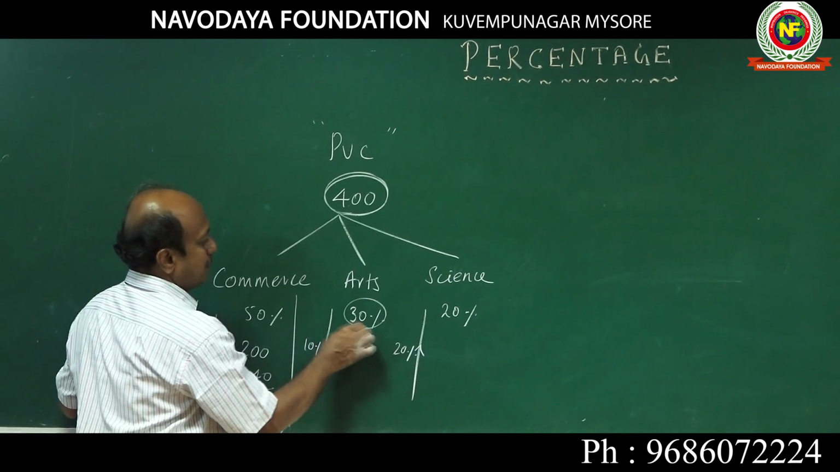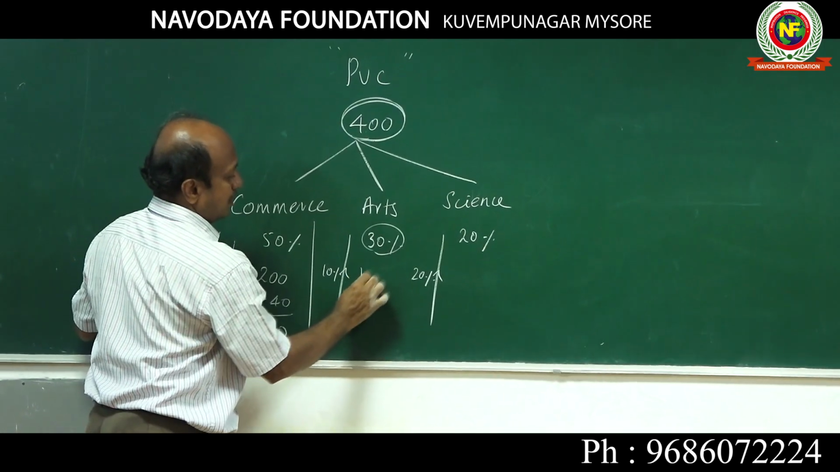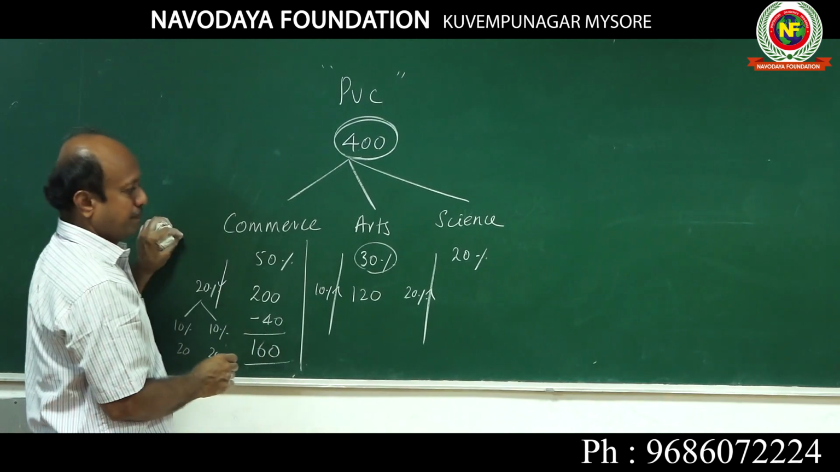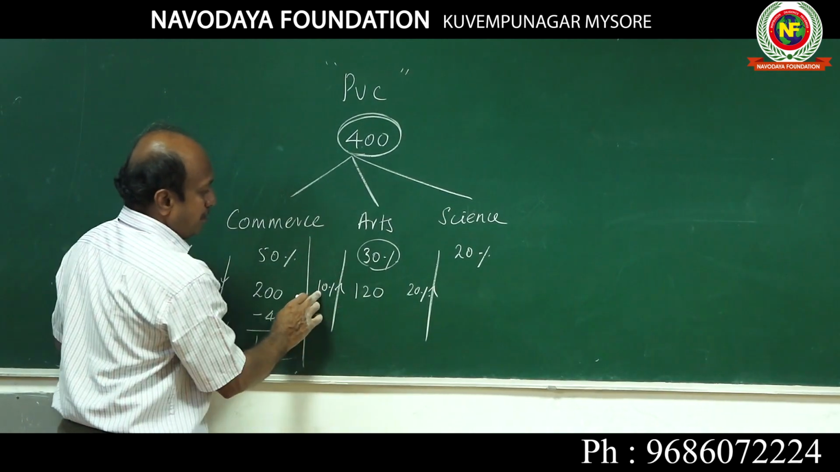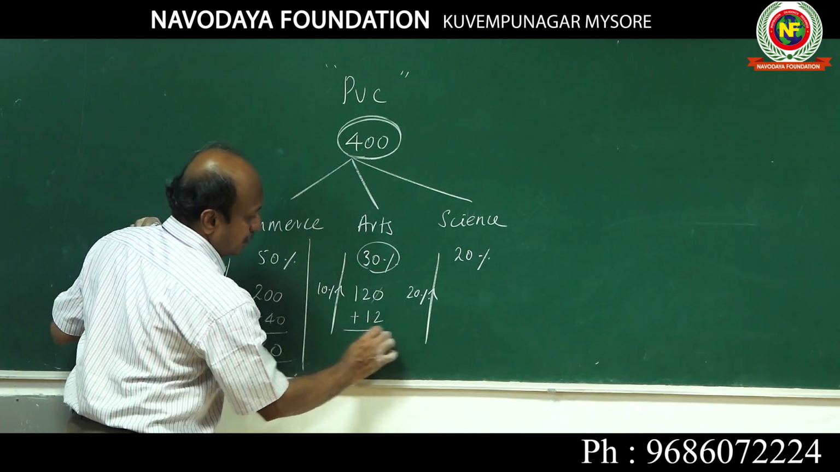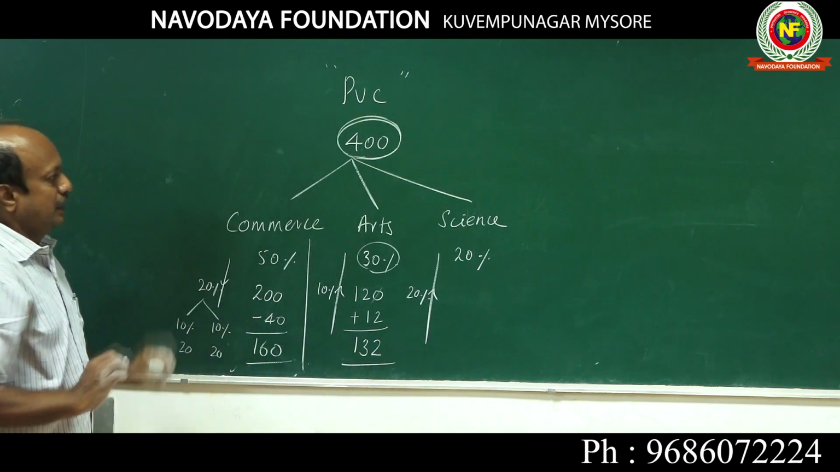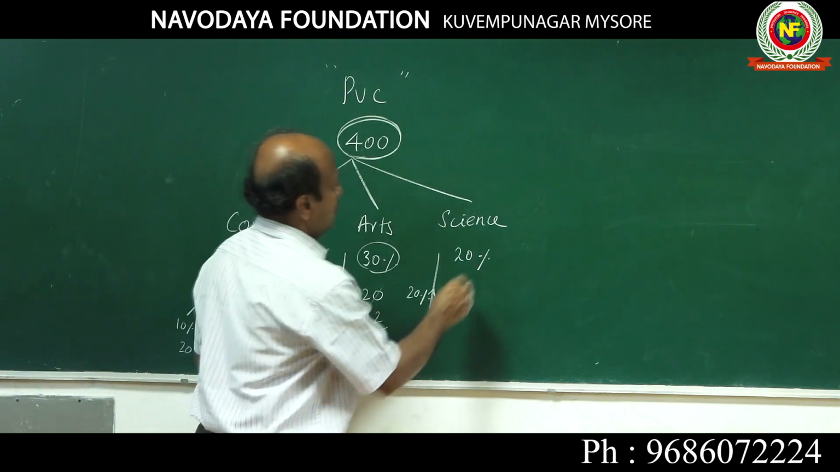Right. Next, arts. 10% is an increase. First let us take 30% of 400. What is 30% of 400? It is nothing but 120. 10% increase, and 10% is nothing but 12. So how much will come up? 132.